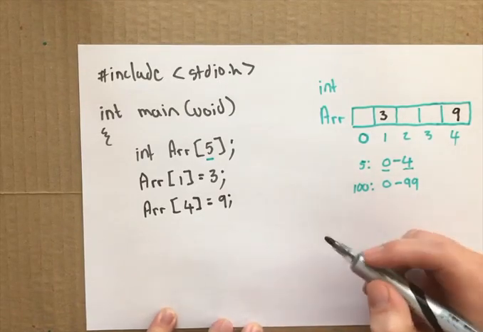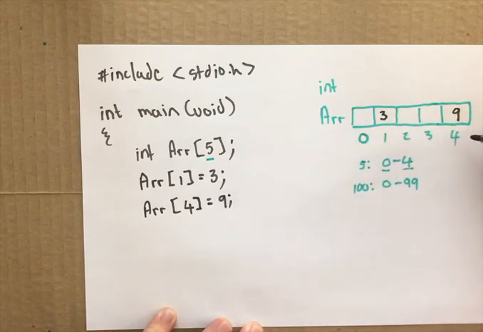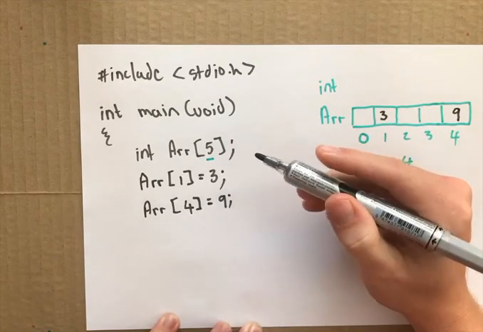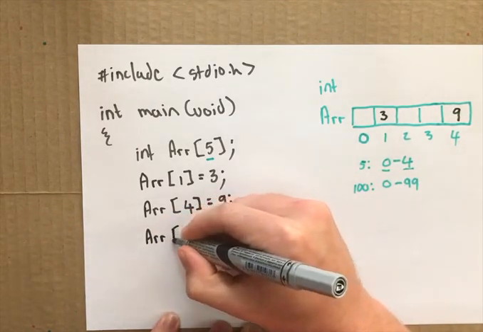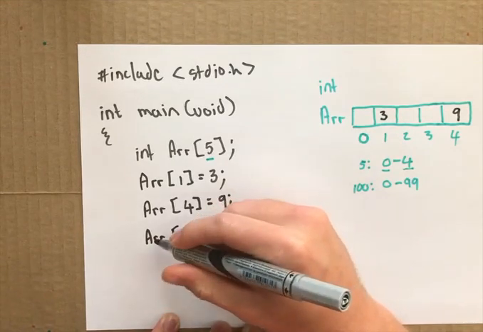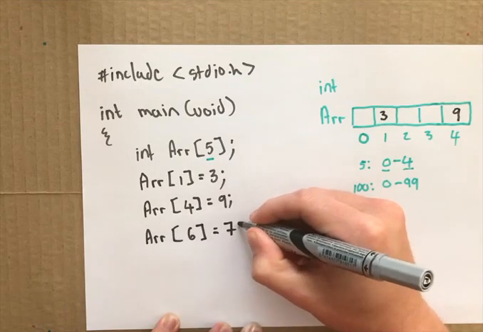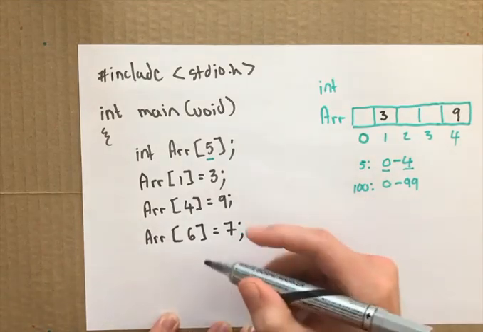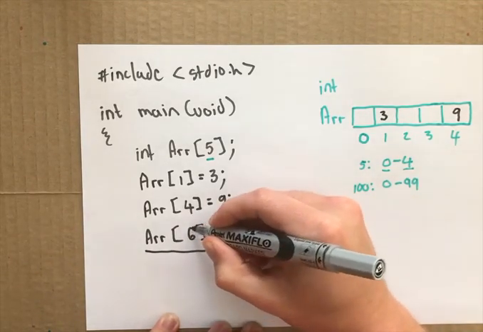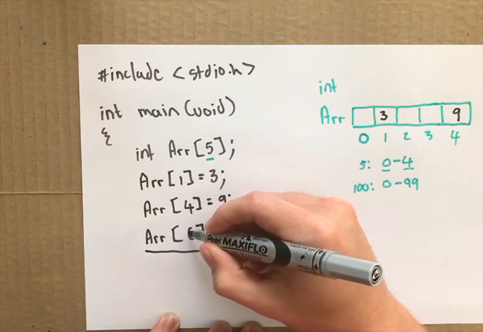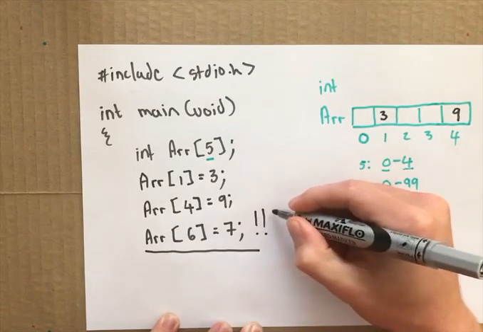Now, please note that the array's indexes are from 0 to 4 for this specific array. So let's say, for instance, you make a mistake in your code and you say ARR 6 set to 7. Now this statement in itself is problematic, just because 6, the index 6, doesn't exist in this array. This statement will give you an error.